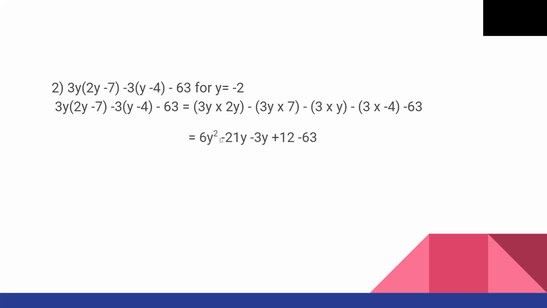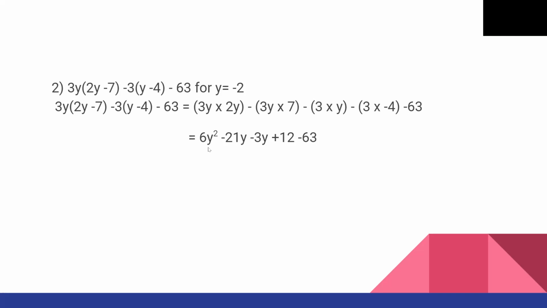So 3 2s are 6. Y into y will become y square, minus 3 7s are 21. Then y is the variable. Minus 3 into y will become 3y. Then 4 3s are 12. 2 minuses will become plus 12. And minus 63 is the last term given in the question.